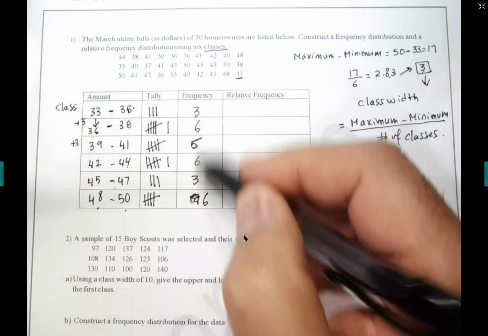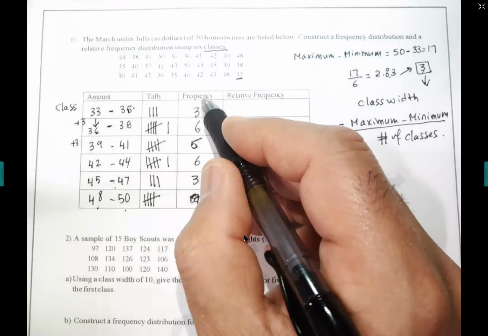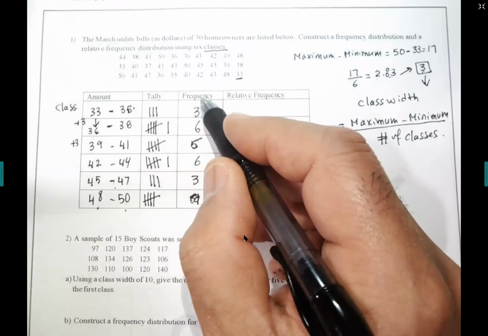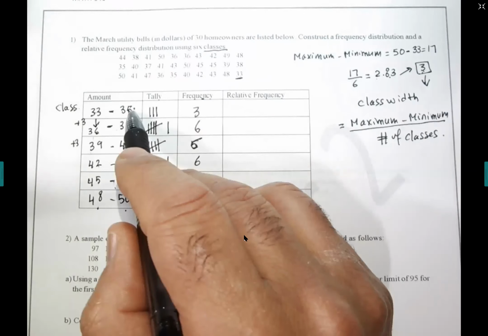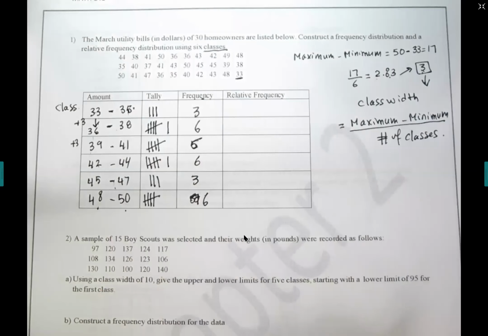And the frequency, so what is the definition of a frequency? The frequency is how many times the numbers between 33 and 35 show up or occur in the data set. You just count them. That's what the frequency is.